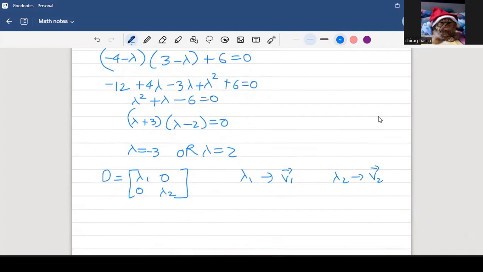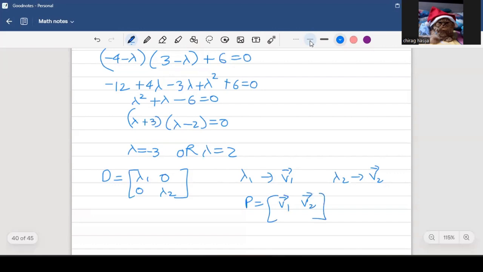Then we place it in this way: V1, V2. Why? Because we are taking lambda 1 first over here. Lambda 1 is first, and that follows V1. So it follows the same convention. Next, for this D, I'm just going to take it as minus 3, 0, 0, 2.